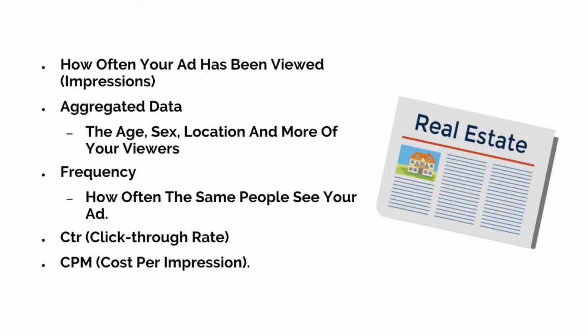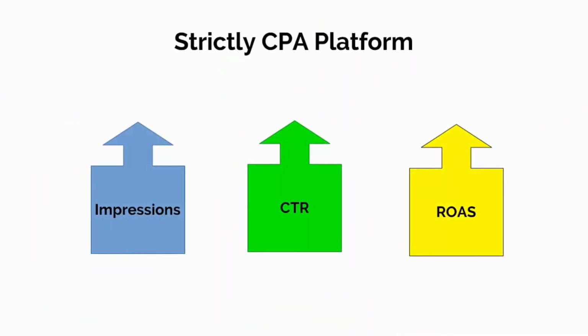CPM, meanwhile, is cost per impression, and this tells you how much you're paying for your advert to show. Some advertising networks can actually charge per impression, but more likely this figure will be worked out based on your CPC, CTR, and impressions. As mentioned earlier, you should also be able to see a ROAS, which is return on ad spend. If you're using a strictly CPA platform or setup where you pay only for actions, then you'll ideally want to increase your impressions, your CTR and your ROAS.